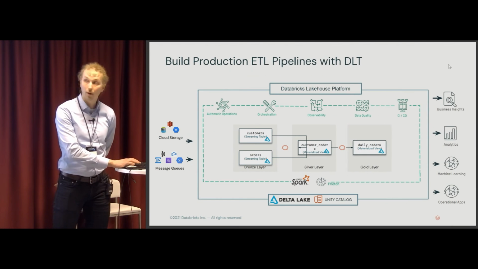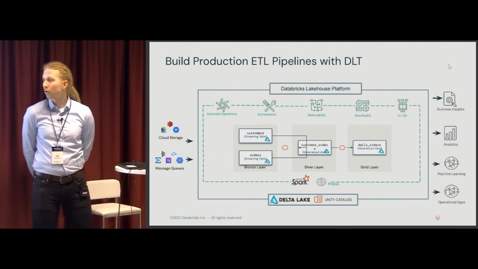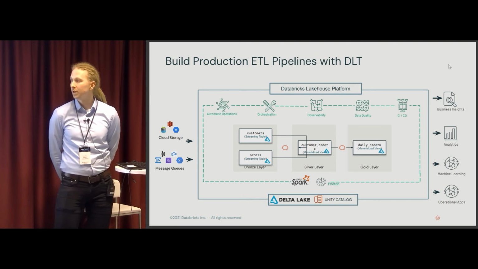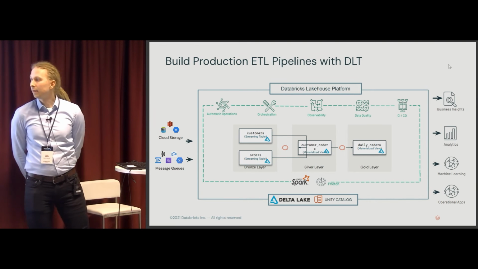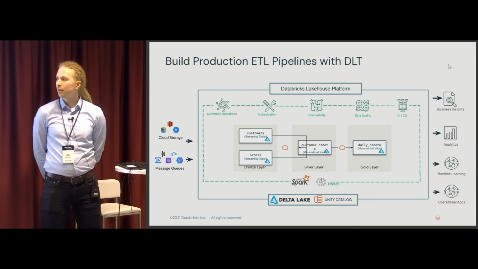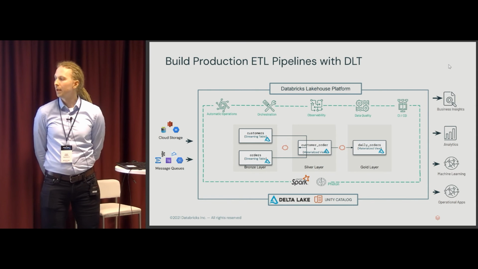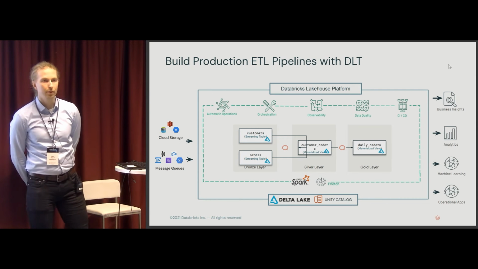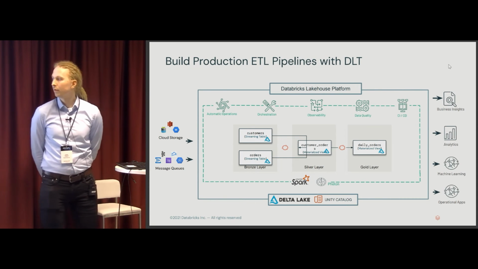Here's an example of how it might look. You have raw data in some cloud storage or message queues. You would create customers and orders tables. You combine them in the silver layer, and then you calculate aggregates on a daily level for the gold table.